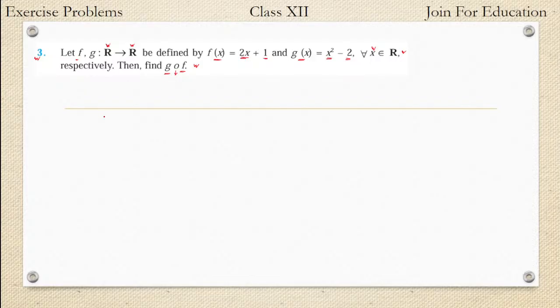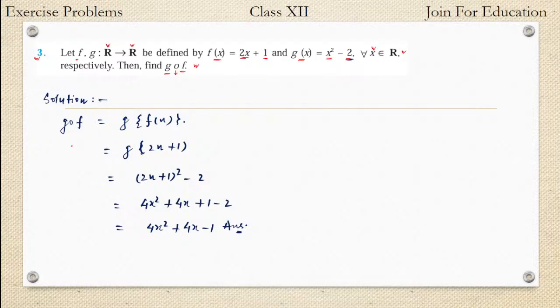Let's see the solution of this question. So the composition of functions f and g, simply we read this as g o f. So g of f(x). The value of f(x) is 2x plus 1 and the value of g(x) equals x square minus 2. So this one will be (2x plus 1) whole square minus 2.